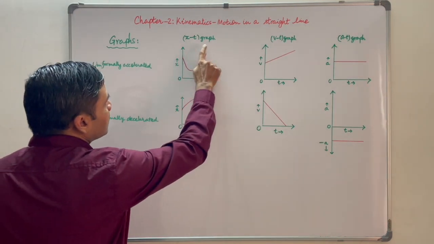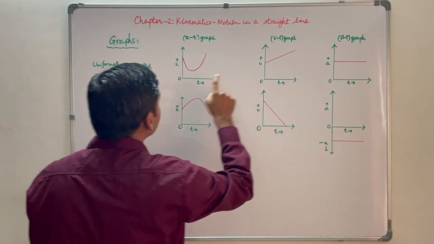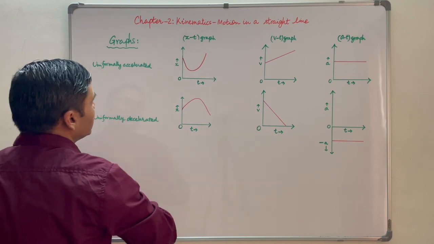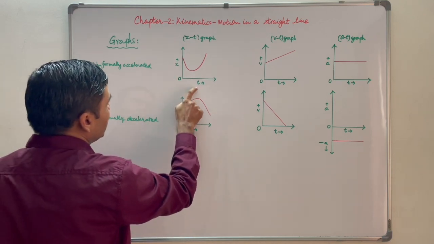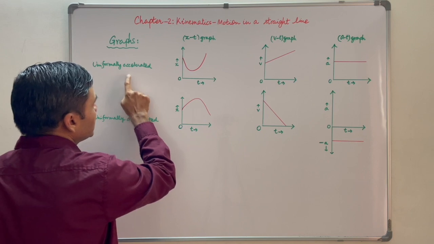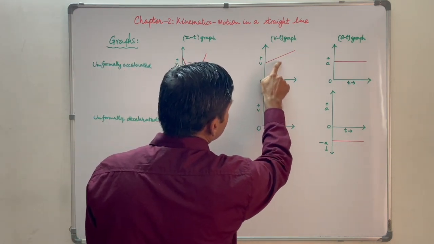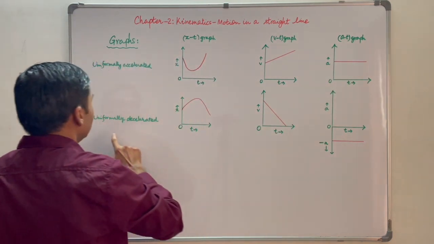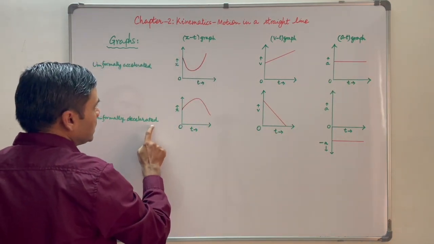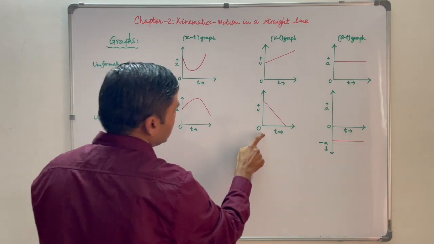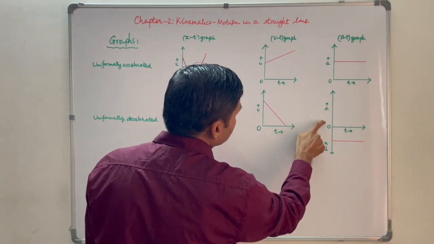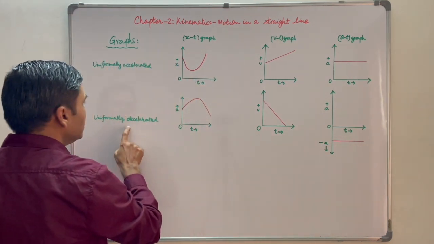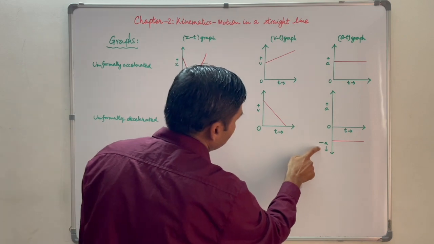Let us see the XT graph, VT graph and AT graph for uniformly accelerated motion and uniformly decelerated motion. The XT graph will be like this for uniformly accelerated motion, the VT graph will be like this, and the AT graph will be like this, parallel to the x-axis. For uniformly decelerated motion, the XT graph will be like this, the VT graph will be like this, and the AT graph will be like this. It is on the negative side because it is decelerated motion, so acceleration will be negative.